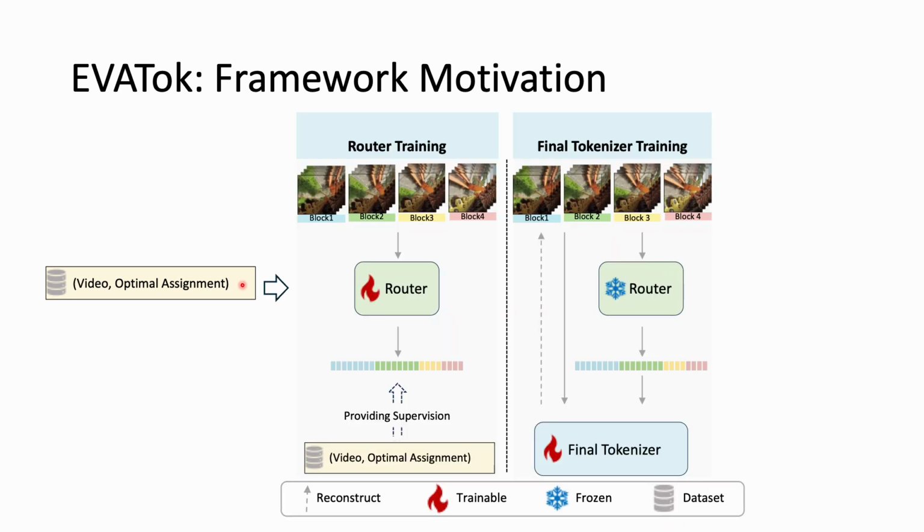Now we have a definition of the best assignment. So ideally we can traverse all possible assignments to find the best assignment. This can give us a dataset including videos and their best assignments, on which we can train a lightweight router for optimal assignment prediction, and with this router we can train adaptive length video tokenizers. So when compressing a video, a router first predicts the optimal assignment according to the content of the video, and the tokenizer takes the assignment and the video to encode it into a sequence accordingly.